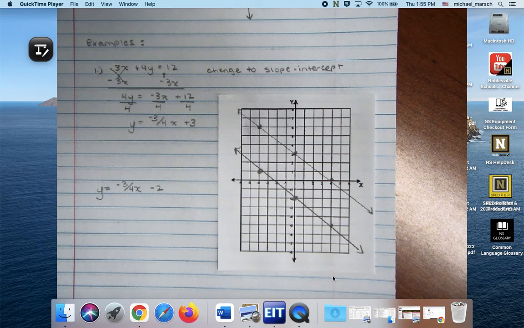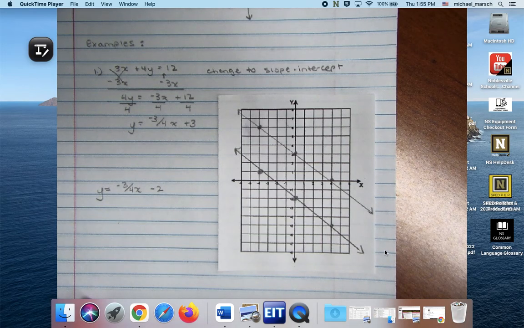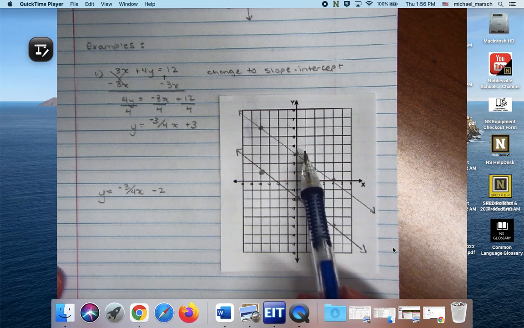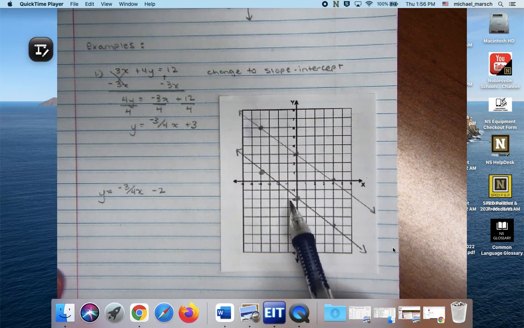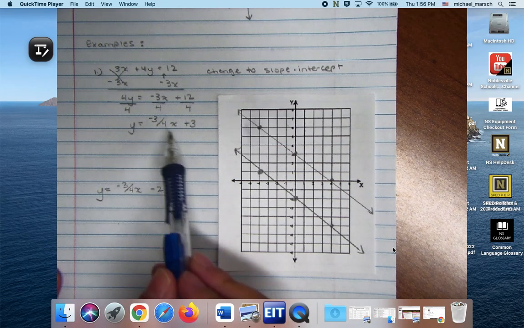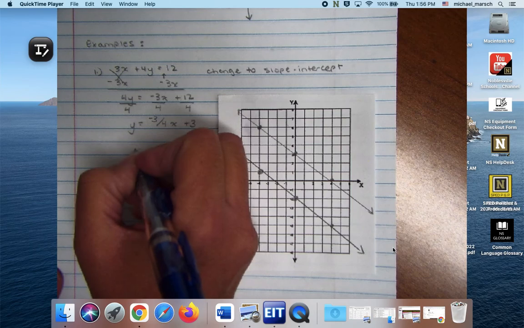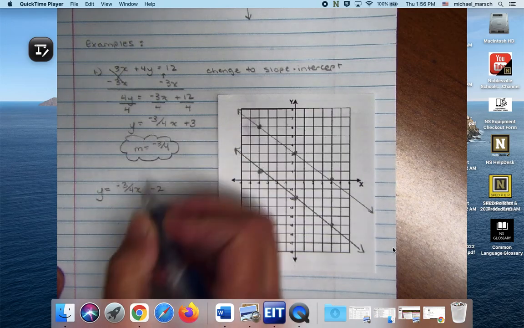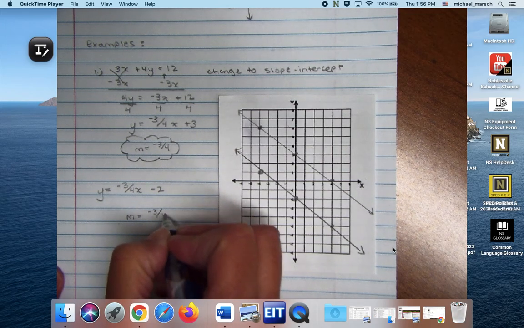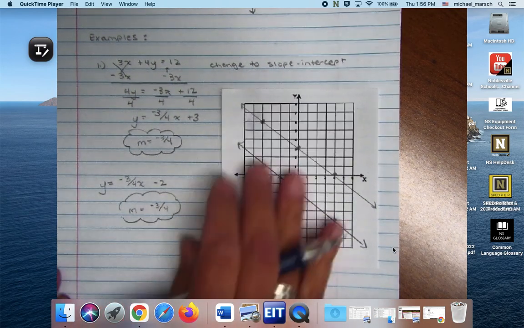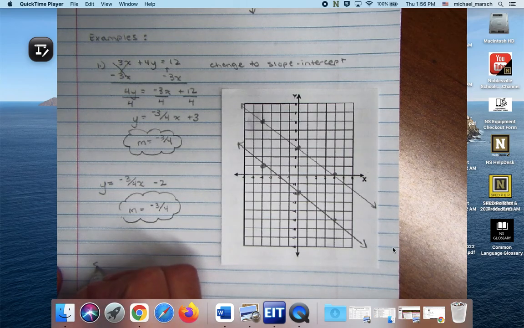So right away you should notice something about these two lines. They're parallel, right? They're not the same line because they have different y-intercepts, but they're parallel. So what do you notice about these two equations? They have the same slope. Same slope, right? Slope equals negative 3/4. So our rule for parallel lines is they will have the same slope.